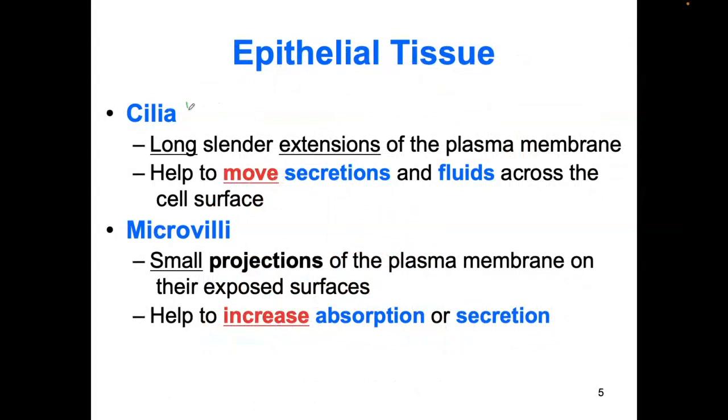So that's the cilia, those long, slender extensions, and they help to move the secretions and the fluids across the surface membrane. And if they're smaller than cilia, they're called microvilli. And microvilli are used to increase absorption. When I think of microvilli, I think of a sponge. And there's lots of microvilli.